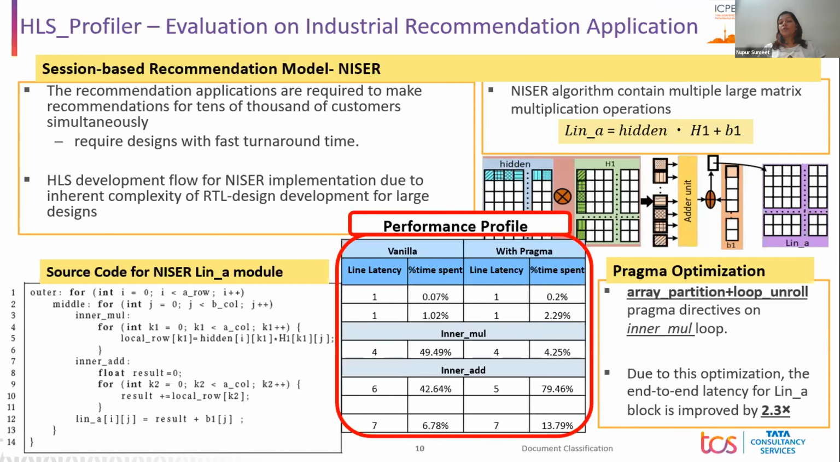According to the performance profile obtained from HLS Profiler, inner_mul is the bottleneck operation where 49.5% of the time is being spent. This time can be brought down to 4% when the developer adds array partitioning and loop unrolling pragma on this loop. This translates to an overall performance gain of 2.3 times for NICER.